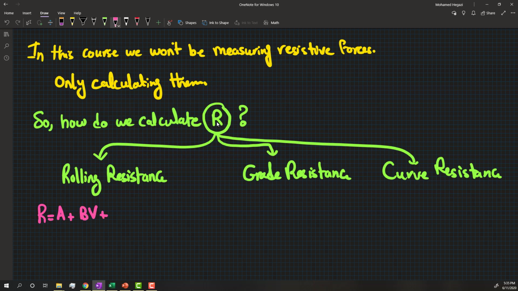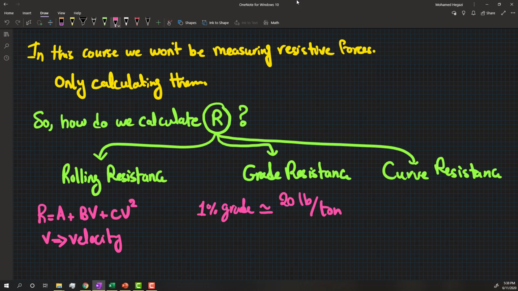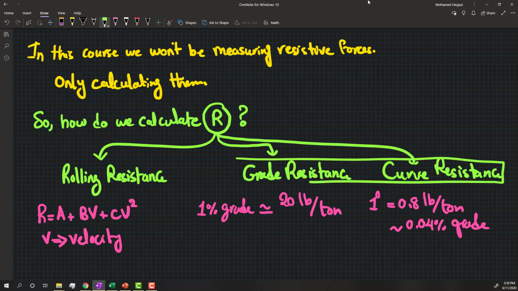Rolling resistance is calculated through a simple equation known as the Davis equation, where R is A plus BV plus CV squared, and V is our velocity. Grade resistance is a simple transformation where for each percent of grade, we multiply the mass of the train in tons by 20 pounds. And for curvature, for each 1 degree of curve, we multiply it by 0.8 pounds, which translates to 0.04% of grade. Traditionally, grade resistance and curve resistance are combined in what is known as compensated grade.